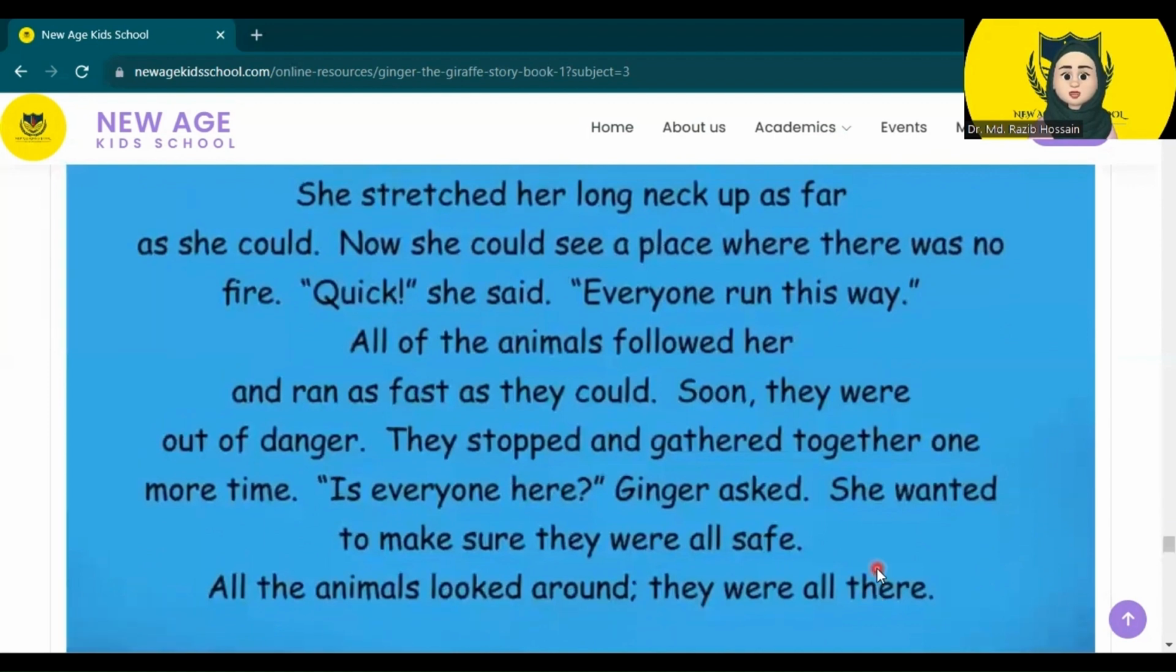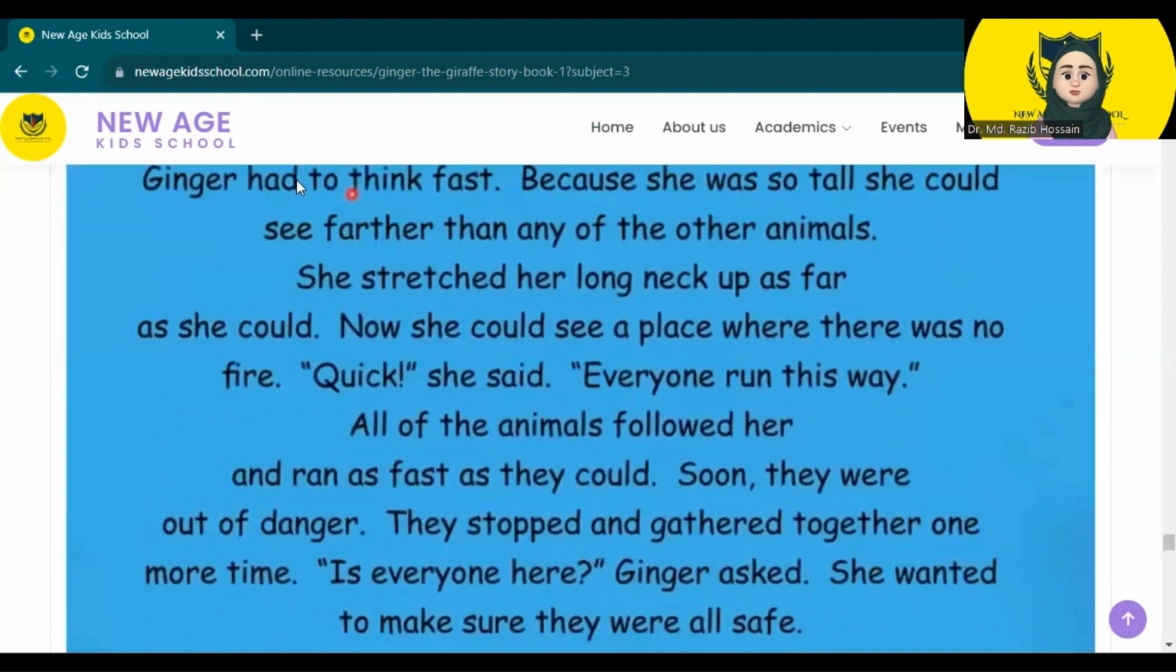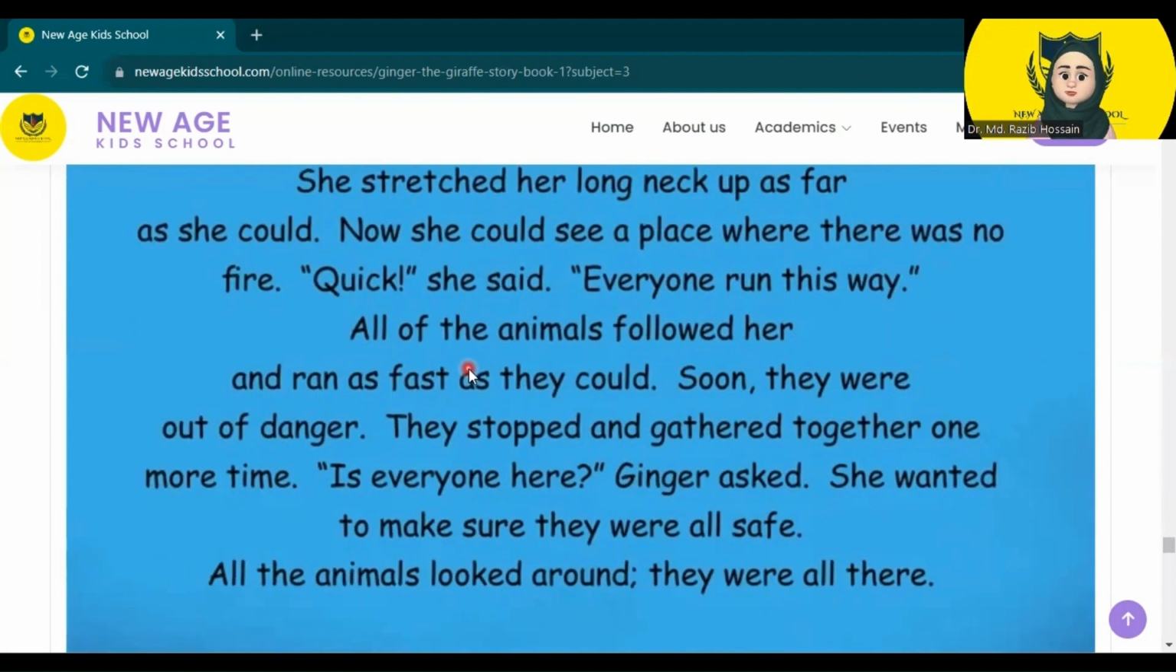They were all there. In this paragraph, we learn that Ginger was the only animal who had a long neck and long legs. Because of that, she could see further, which all the other animals could not see. So she quickly started thinking, and then she could see a place where there was no fire. Then she alerted everyone, "Quick, let's run that way." And soon they were out of danger.